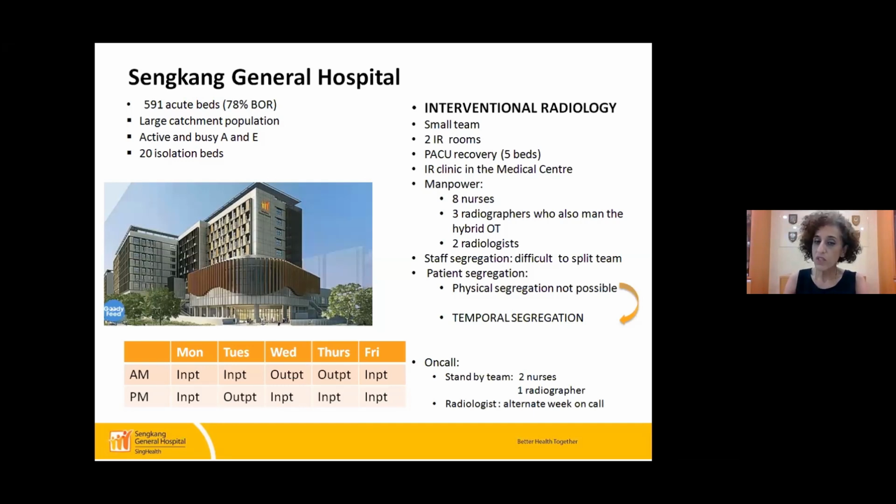Manpower-wise, we are small. We just have 8 IR nurses. We have 3 radiographers who also man the hybrid OT upstairs for the vascular surgeons. And we have 2 radiologists within the team. Hence, if you talk about staff segregation, with a small team, it's really difficult to split the team because you have to consider MCs or medical leave, somebody falling ill, and therefore pure segregation becomes difficult. However, you can segregate based on time, where you can have different shifts coming in and therefore minimize overlapping of your staff. Patient segregation is something which you can control.